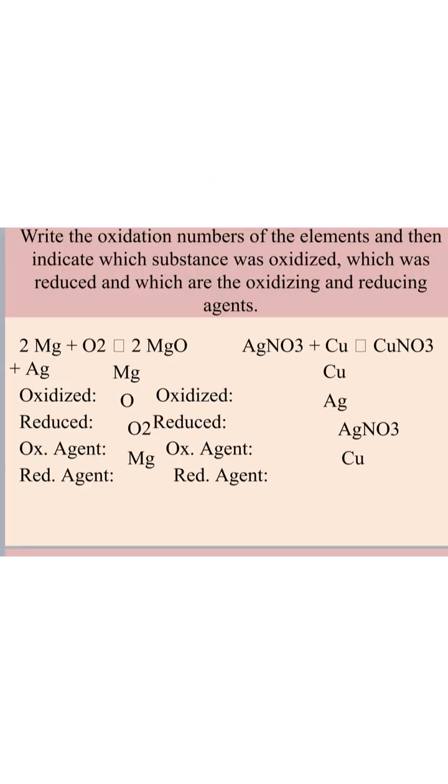So for the next set of examples, I want y'all to do exactly what we just did together. I want you to write the oxidation number of the elements, tell whether it's oxidized, reduced, and which ones are your agents. So you have magnesium plus oxygen, yielding magnesium oxide. You have silver nitrate plus copper, yielding copper nitrate and silver. Then on the next set, you have CH4 plus O2, and then you have Fe2O3 plus carbon.